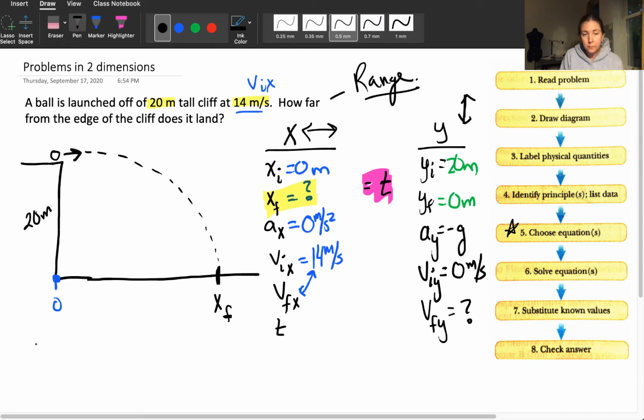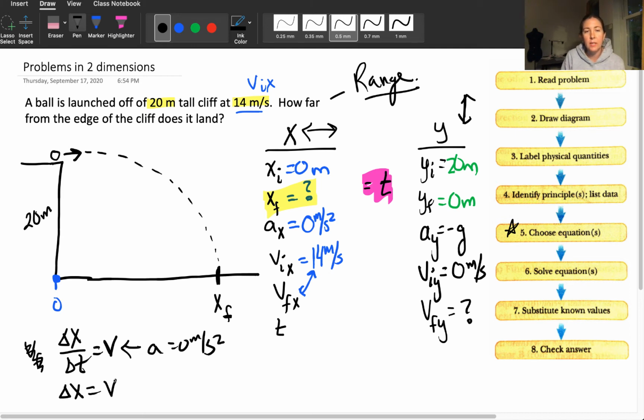Because we know that the change in position over the change in time is the velocity. This is for when the acceleration equals 0. And so we can find our x position, our change in position, if we take our velocity times the time. So we need the time first.